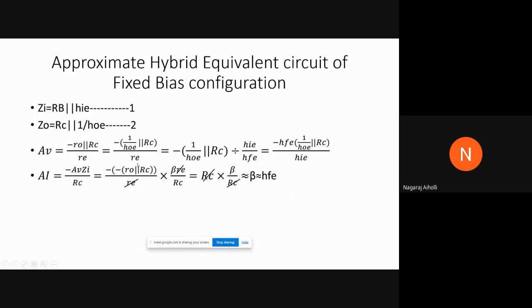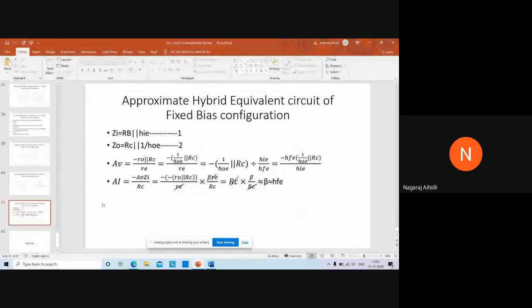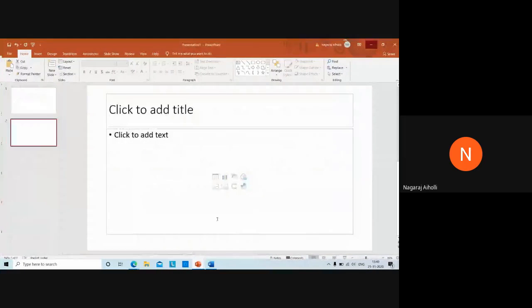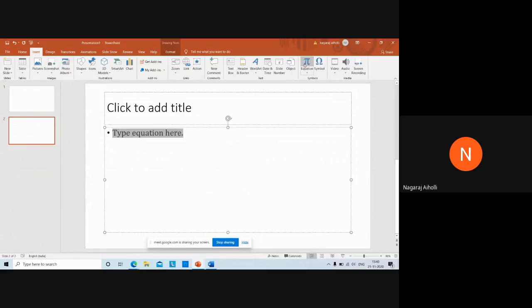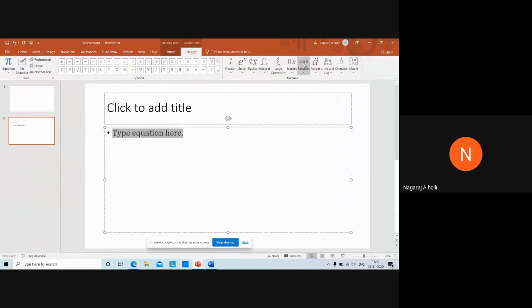How we are getting this small re, that we have to understand. This small re is obtained from the analysis here. Slightly we have to analyze how we are getting this. Let us see that part. Here we have the equation. What is the parallel combination Zi we have?